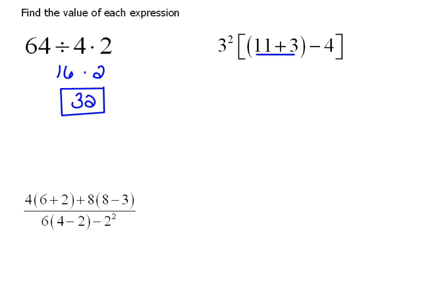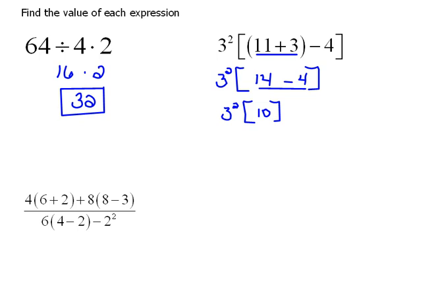So that's telling us that we're going to do this very inside grouping symbol first. So we're going to have 3 squared, and then our bracket. We're going to do the 11 plus 3, which would be 14, and I'm recopying everything else. Now, we've gotten rid of our parentheses, but we still have more grouping symbols. We have this 14 minus 4 inside the brackets, so that has to be done next. So 3 squared, and then our bracket. 14 minus 4 would be 10.